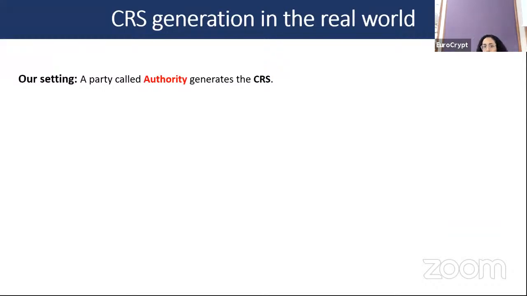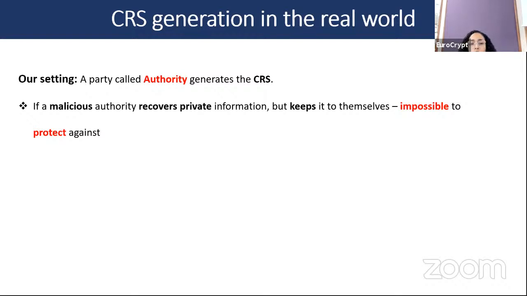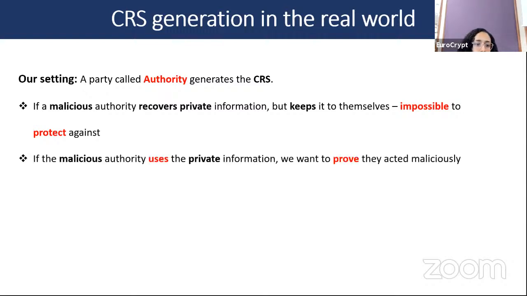In our setting, we consider one party called the authority who generates the CRS. If this party is honest, then everything works fine. You can just buy the CRS from him and use it. But if this authority is a malicious party, then the authority can add some trapdoors to the CRS and then recover your private information. If this malicious authority keeps this private information to himself, basically I cannot do anything, because I cannot prove that you have something in your mind. But in a case where the malicious authority actually uses this private information, I want the ability to prove it.